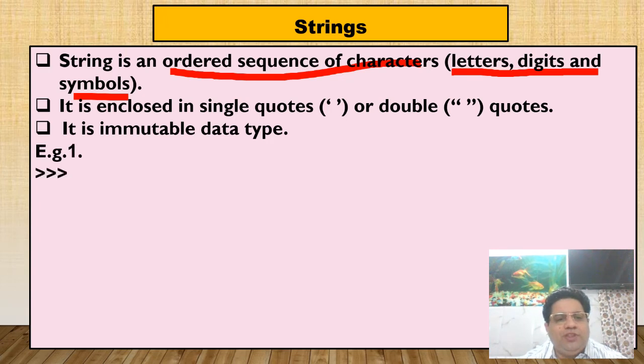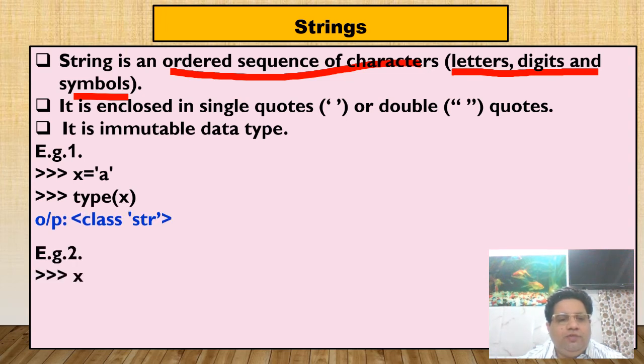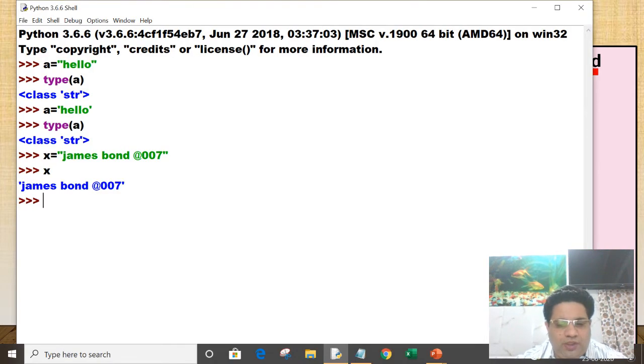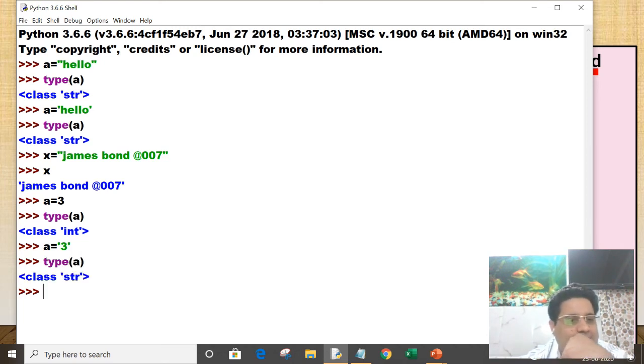Now see, the example is given. If I write x equal to a and then type x, it will print class str. Now if I write x equal to hello and print type x, it will again give class str. Now if I write a equal to 3, where 3 is not in double quotes, and write type a, it will give class int. And if I write 3 within single quotes, it will be treated as a string, and if I write type a, it will give class str.